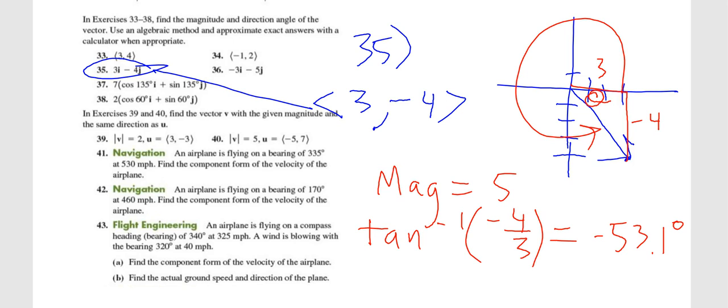We're down there in quadrant 4, so we have to take 360 over here, right? So anyway, you bring that 53.1 degrees down in the quadrant.